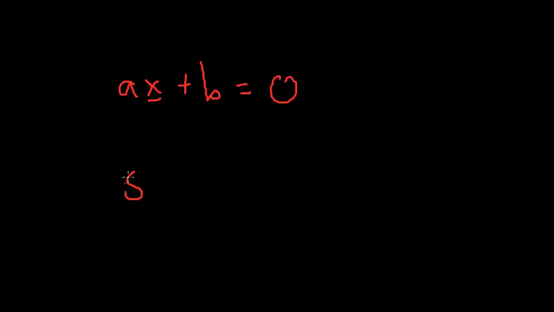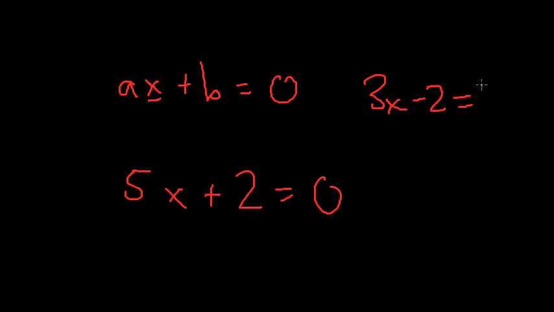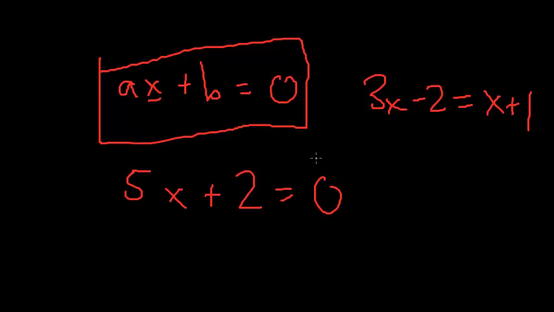So for example, 5x plus 2 equals 0. That is a linear equation. Also, 3x minus 2 equals x plus 1. This is also a linear equation because we can rewrite it to fit this form. So let's first take a look at how to solve some basic linear equations, and we'll work our way up to this problem here. To solve linear equations, we first need to understand the addition property.